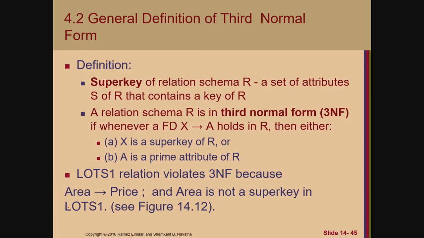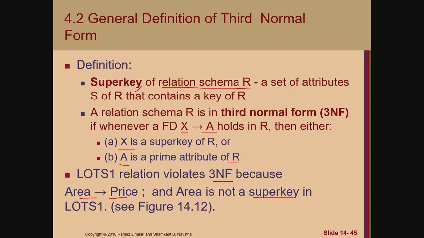And the general definition of third normal form. Okay, so we're talking about the super key of relation schema R, a set of attributes S of R that contains a key of R. A relation schema R is in third normal form whenever functional dependency X determines A holds in R, then either X is a super key of R or A is a prime attribute of R. The Lots 1 relation violates third normal form because area determines price, and area is not a super key in Lots 1.